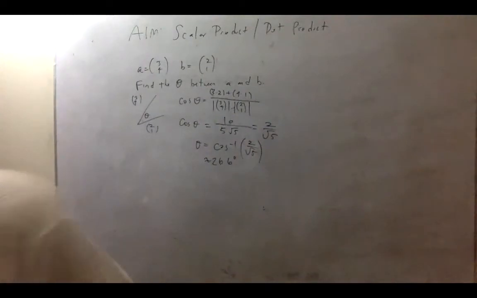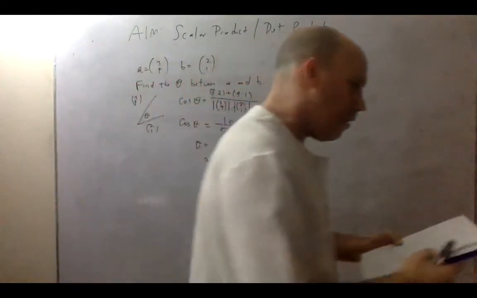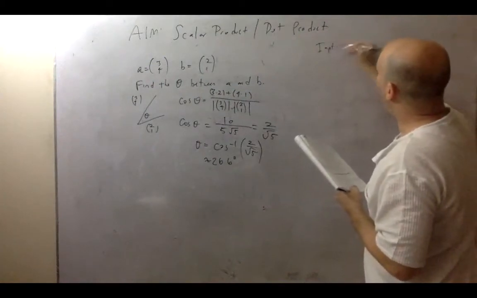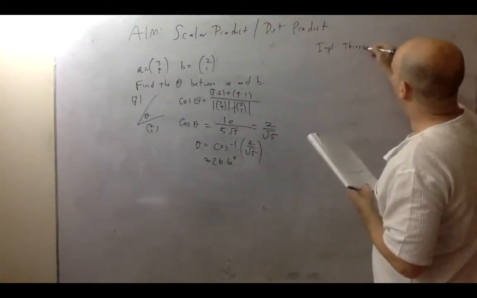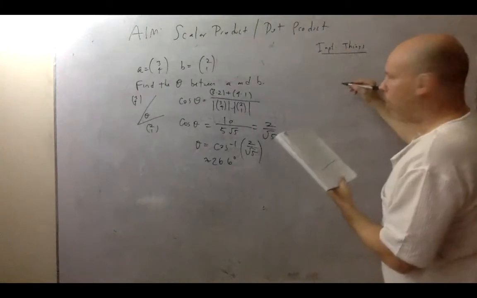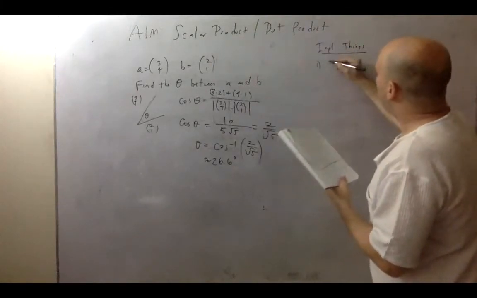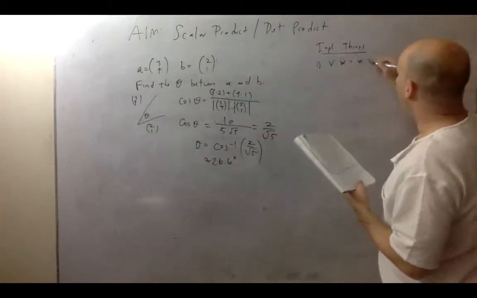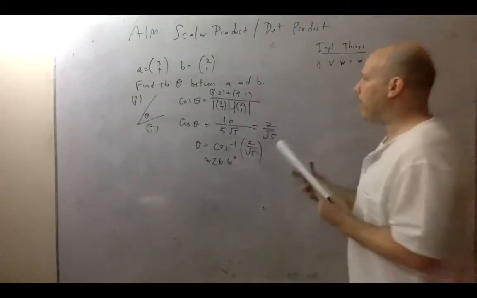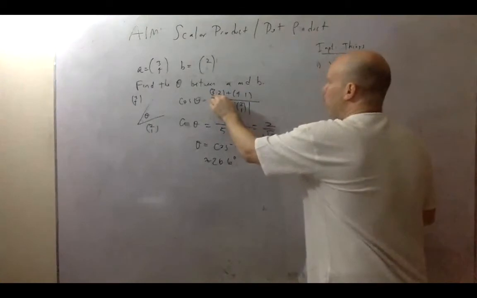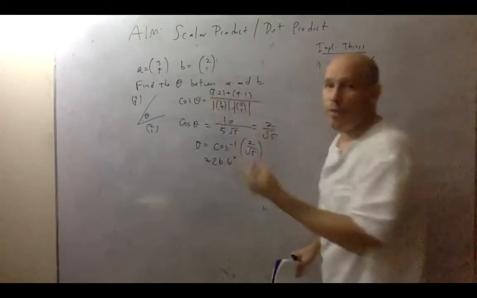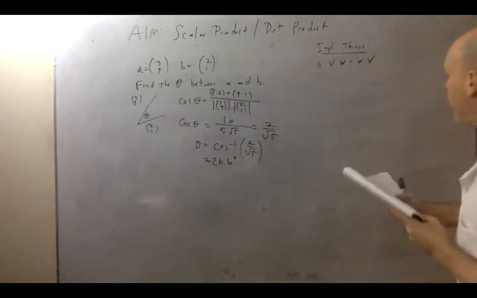Let's see. What are some things you need to know about the dot product? The first thing is commutativity. Let's use V and W: V dot W is equal to W dot V. That's obvious because 3 times 2 plus 4 times 1 is equal to 2 times 3 plus 1 times 4. So this is the commutative property.